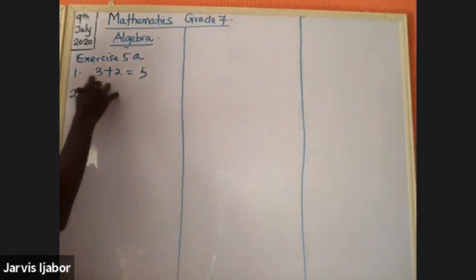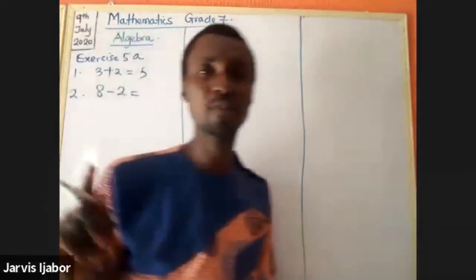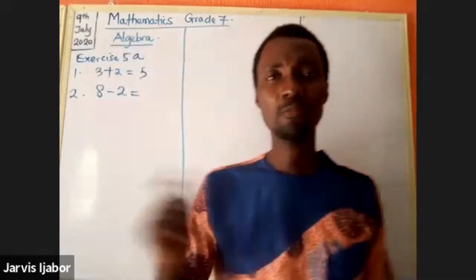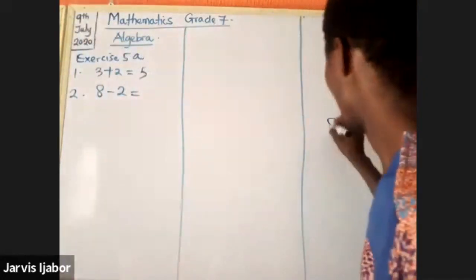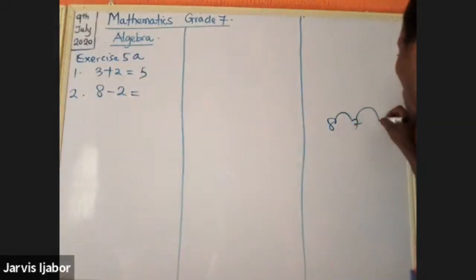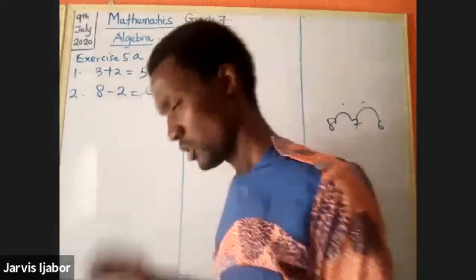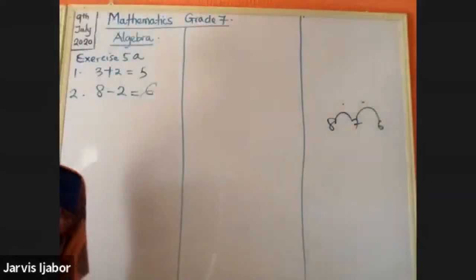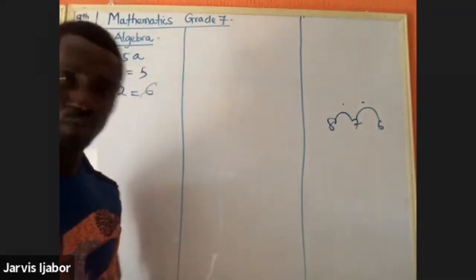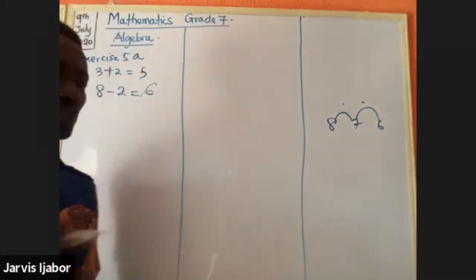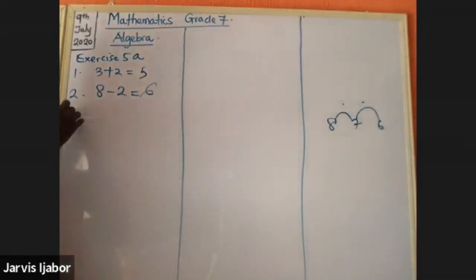Then number 2 says 8 minus 2. It means start from 8, go back 2 steps. So if I'm starting from 8, I'll go 7, then 6. These are the 2 steps I'm taking. So the answer is 6. You need to begin to process numbers like that. Minus means go back, count backwards. Plus means count forward.